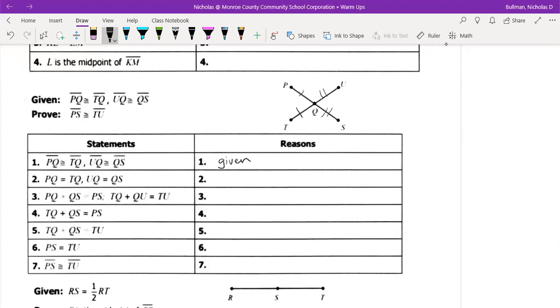And then our statement says that the length of PQ is equal to the length of TQ, and the length of UQ is equal to the length of QS. Notice that's really similar to statement 1. We just changed congruent to equal, so that's our definition of congruence.